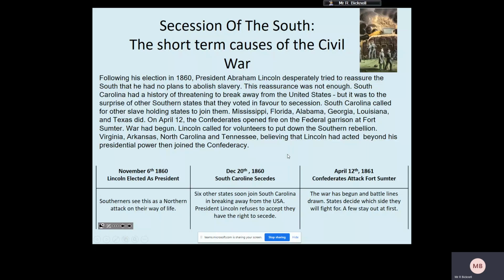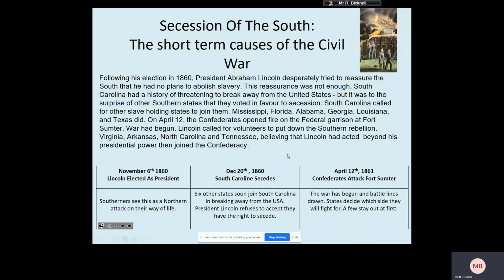So when South Carolina left, Lincoln simply said, no, I'm not accepting you have a right to leave the Union. When Lincoln stood his ground like that, 6 other southern states also leave the Union as well to show solidarity with South Carolina. And I know that says Caroline, it needs to say an A, autocorrect, I think.